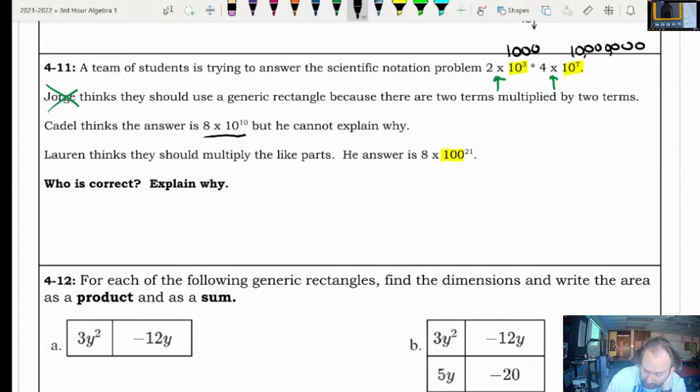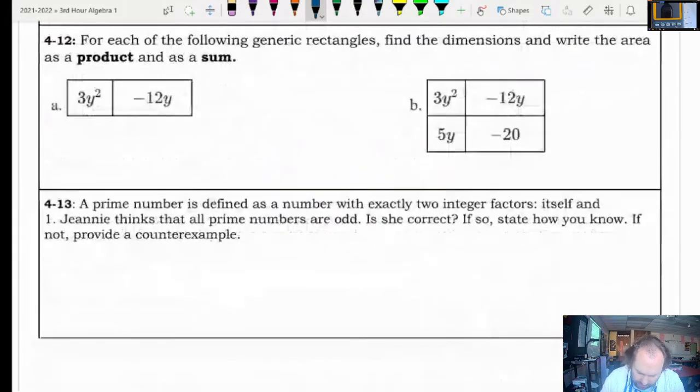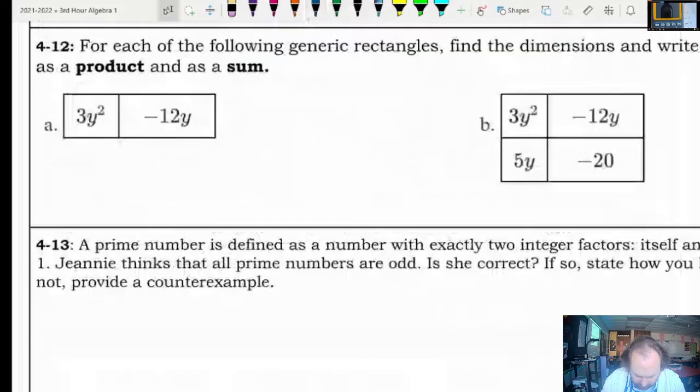Cadell is actually correct. This is just 4 things multiplied together. If I rewrite it a different way, it's 2 times 4 in the first chunk, times 10 to the 3rd times 10 to the 7th. 2 times 4 is 8. And if you think about your exponent rules, you can just add together the 3 and the 7 to get 10 to the 10th power, and that's the answer. So Cadell is correct.